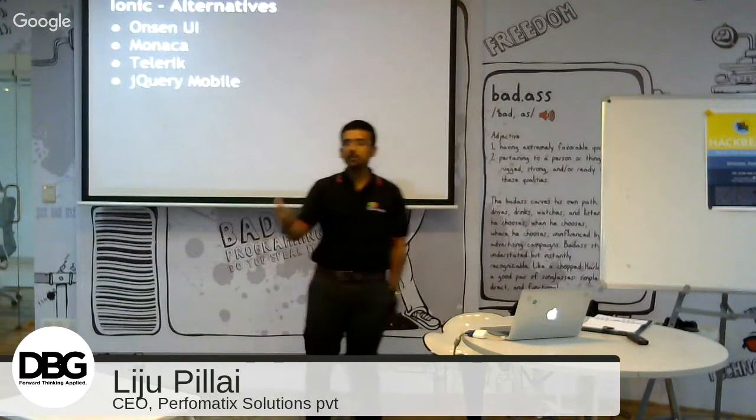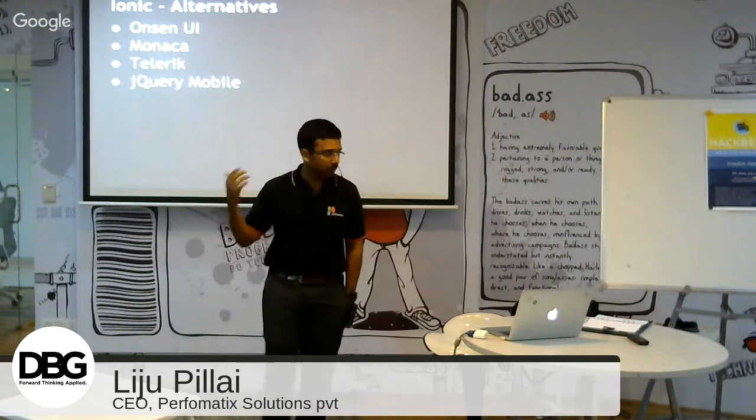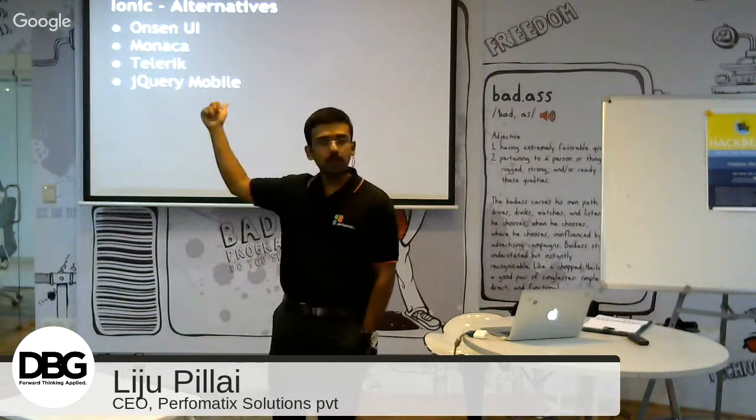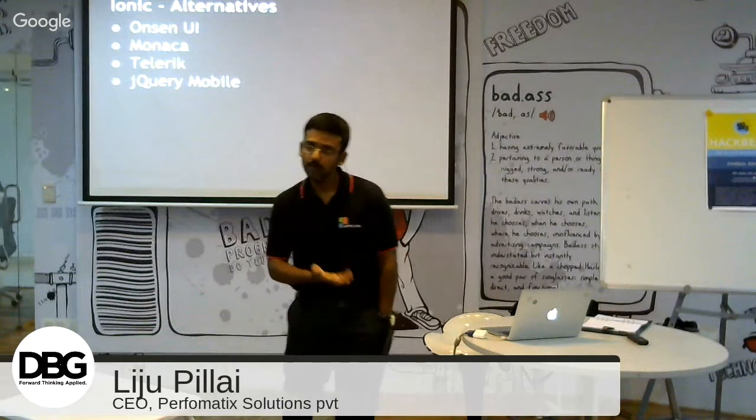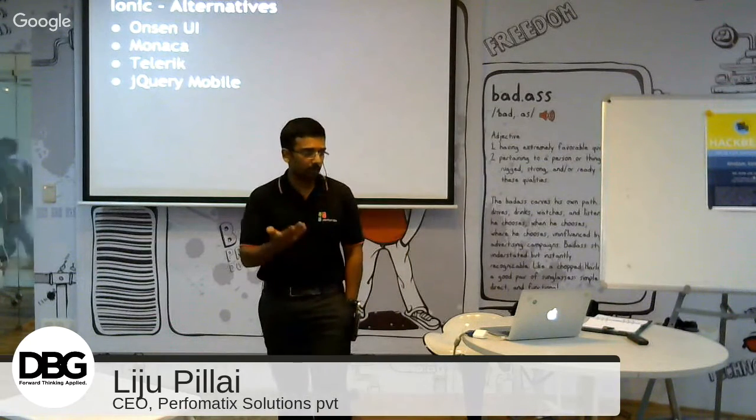Now, what are the alternatives to Ionic? Onsen is another similar framework, which is again built on top of AngularJS. So it's very similar. Telerik is a paid platform, which is very good. Again, it is expensive. It's not open source. jQuery Mobile is there. There are a lot of other platforms out there which you can use. If you don't want to have a dependency on AngularJS, don't use Ionic. That is one thing I don't like about Ionic.